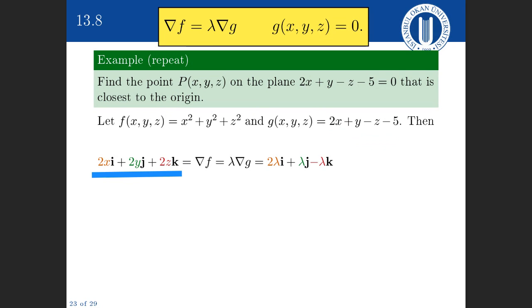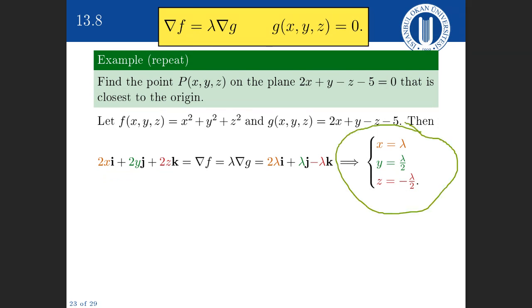Okay, so 2xi plus 2yj plus 2zk must be the same as 2 lambda i plus lambda j minus lambda k. So x must be the same as lambda, y must be the same as lambda over 2, and z must be the same as minus lambda over 2. What we're going to do is substitute these into the second equation, into g equal to 0.